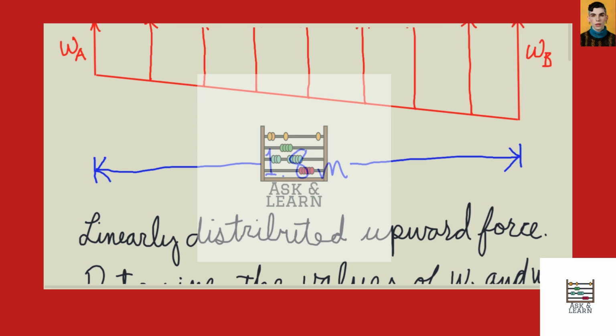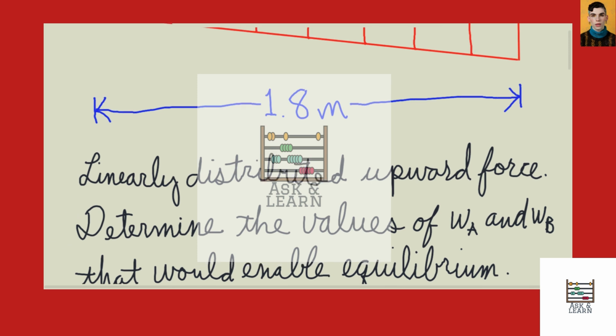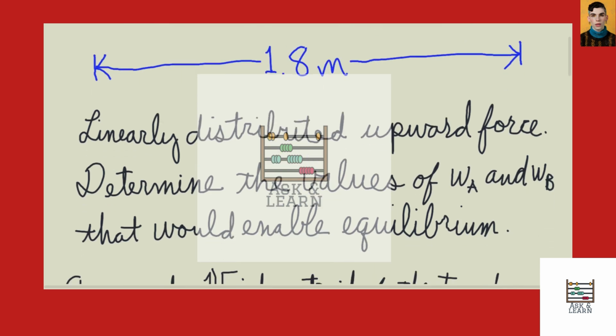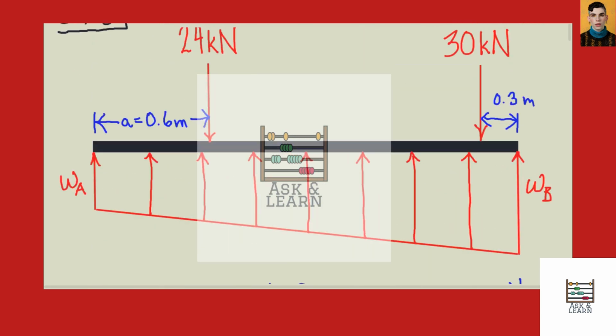Given this linearly distributed upward force, we are tasked with determining the values of W sub A and W sub B. These are force density values at the extreme ends of the upward force density relation. We're tasked with finding those such that this system would be in equilibrium with the combined force of the two downward force vectors.